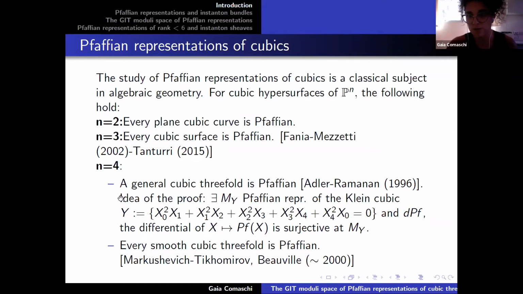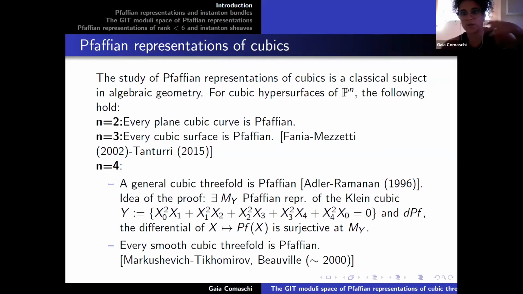And how did they do this? They considered the Klein cubic. They constructed explicitly a Pfaffian representation of the Klein cubic, and they showed that the differential of the Pfaffian map, so the map that sends a matrix to its Pfaffian, is surjective at the matrix corresponding to the Pfaffian of the Klein cubic. Later, Beauville, using results from Markushevich and Tikhomirov, proved that every smooth cubic threefold is indeed Pfaffian.